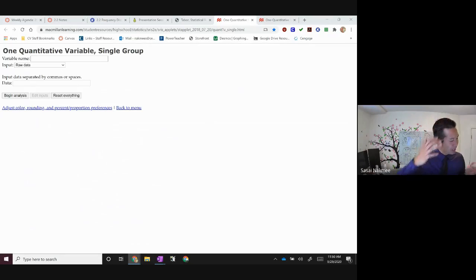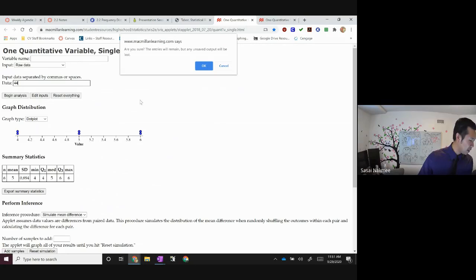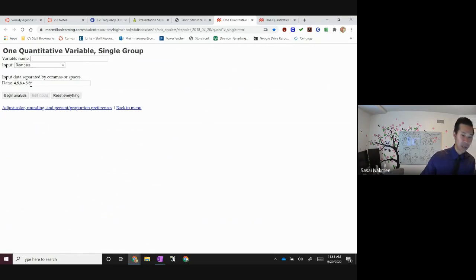So this site right here is where you type in your numbers, and then you hit begin analysis, and it will graph it for you, right? Now, if you already have numbers typed in there like this, and you hit begin analysis, and you go back here to retype it, it messes up. What you need to do is edit inputs, and then it will take you back so you can type in more numbers, okay? So there we go.